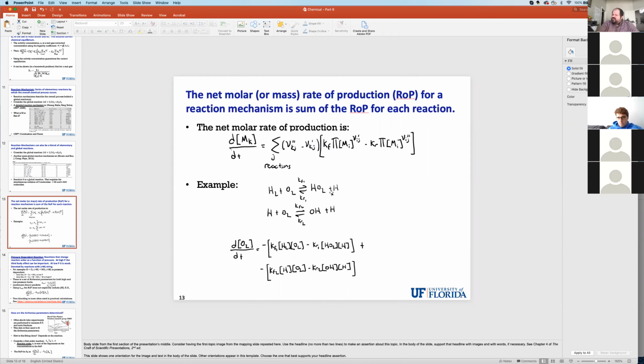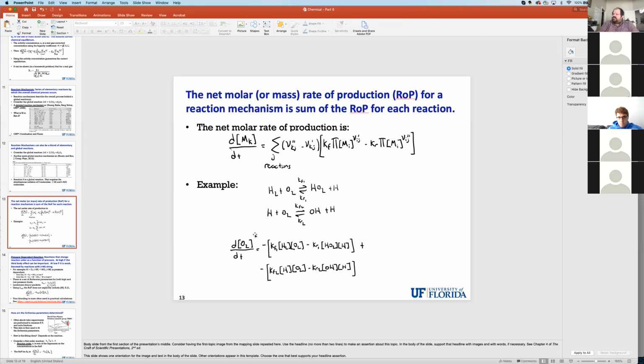Say we have this reaction here and this reaction here, and we want to find the time rate change of O2. Well, the net change of stoichiometric coefficient for reaction 1 is -1. Then we apply the law of mass action in the forward and reverse directions. So we have Kf1 times the concentration of H2 times the concentration of O2, minus Kr1 times the concentration of hydrogen peroxide times the concentration of H.